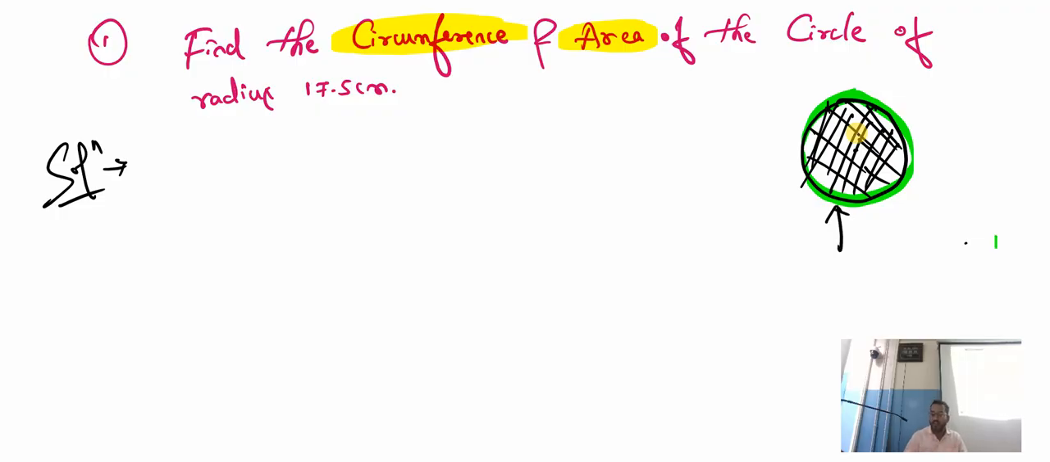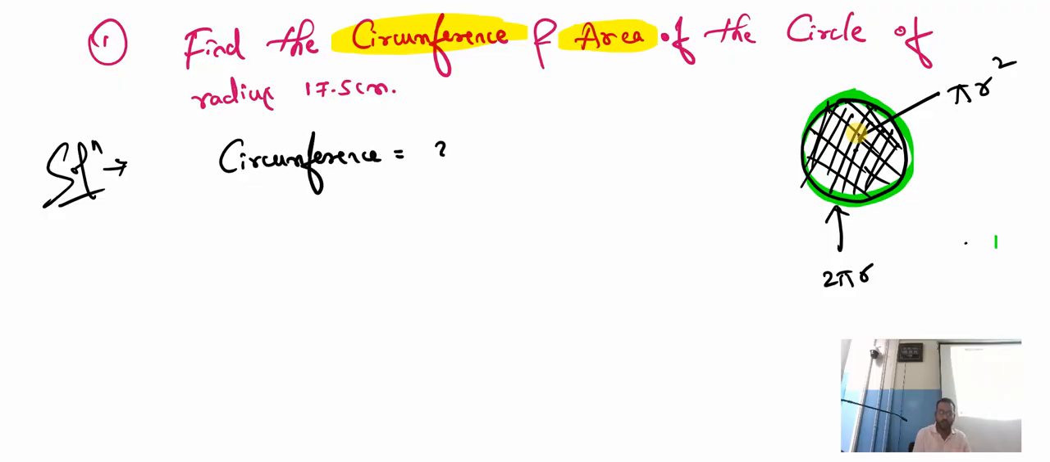To find this circumference, we have the formula 2 pi r. To find this area, we have the formula pi r square. Any doubts? Understood? To find circumference, we have the formula 2 pi r. Similarly, to find the region inside the circle, that is called the area of the circle, we have the formula pi r square. Simple.